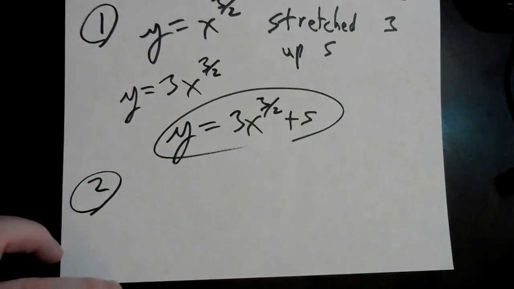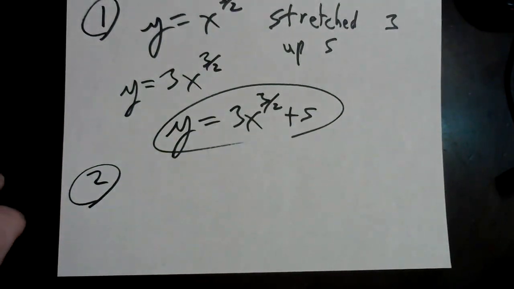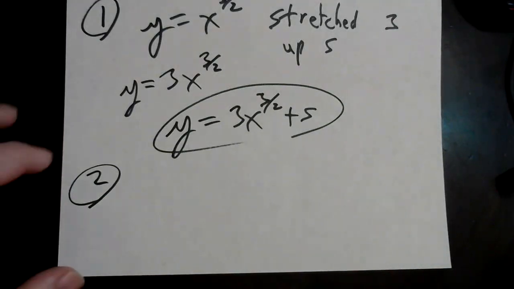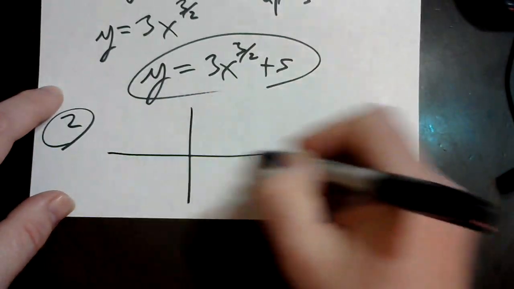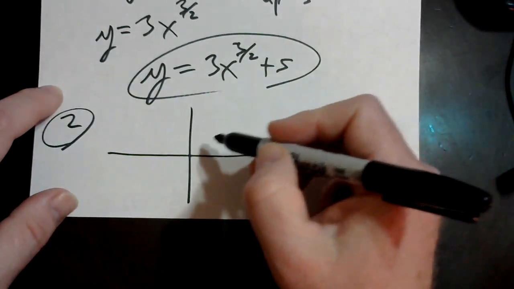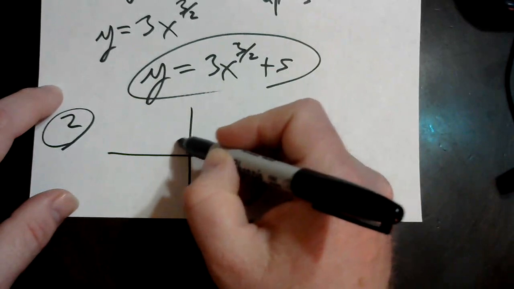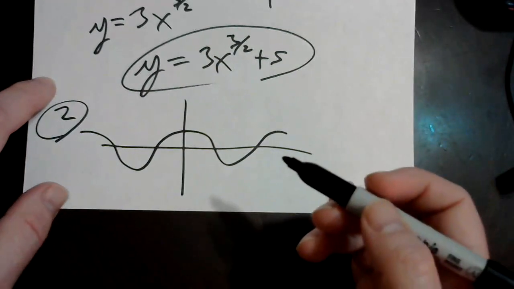Okay, so number 2 on the review is kind of like number 33 from section 4.1. It says, determine visually whether each of the graphs is symmetric about the x-axis, the y-axis, or neither. If the graph represents a function, determine whether it is even or odd. Well, let me sketch it for you roughly. Kind of looks like that.